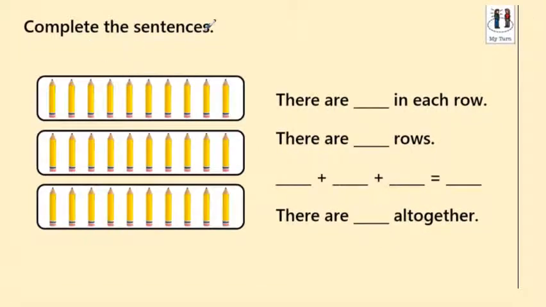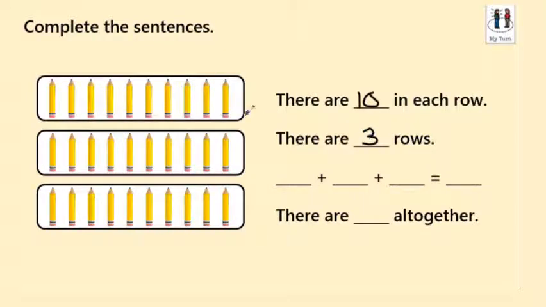Okay then, so complete the sentences. There are how many in each row? 1, 2, 3, 4, 5, 6, 7, 8, 9, 10 in each row. How many rows are there? 1, 2, 3 rows.